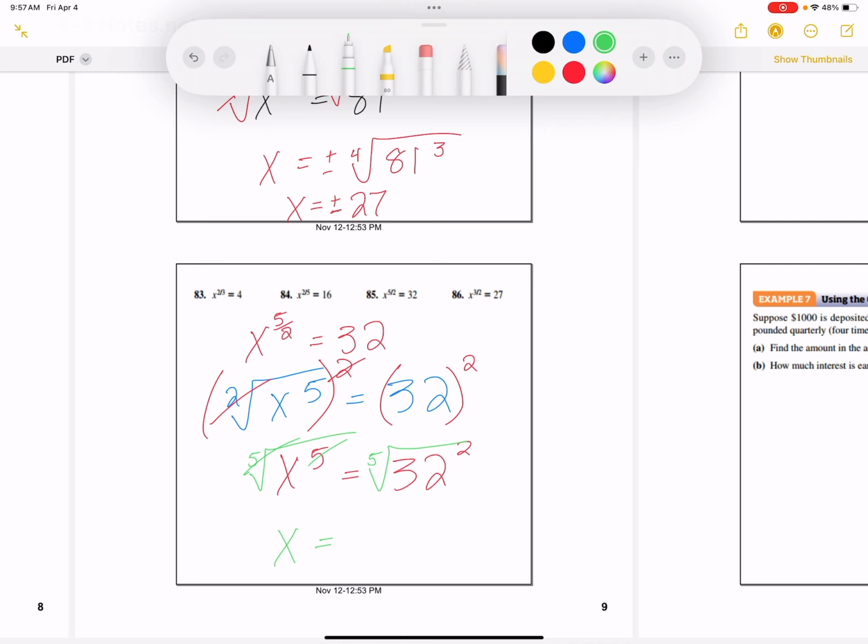So the 5th root of 32 squared. I'm going to put that in my calculator. You hit math, scroll down to number 5, and you'll see the x root. You make sure it says the 5th root, and then you say 32, the caret key, 2, and we get that the answer is 4. So it's just 4. It's not plus or minus 4, it's just 4.